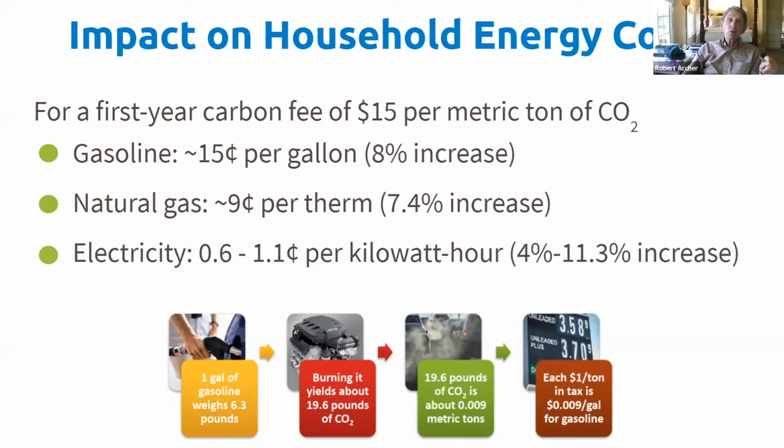The average US home energy bill is about $2,000 a year. Heating, cooling, water heating, appliance, lighting, electronics. So a 10% increase is $206 a year. The first year dividend would be approximately $750 for a family of 4. So the rising costs will be more than covered.